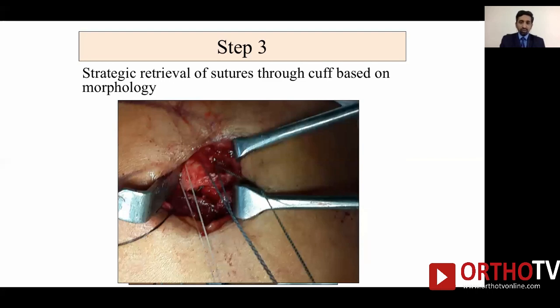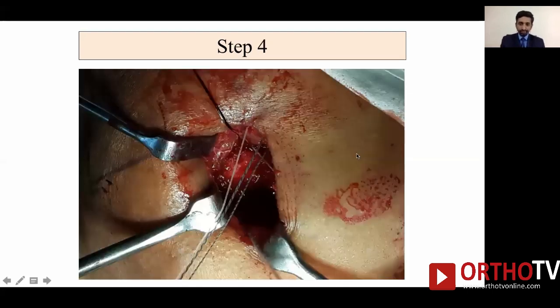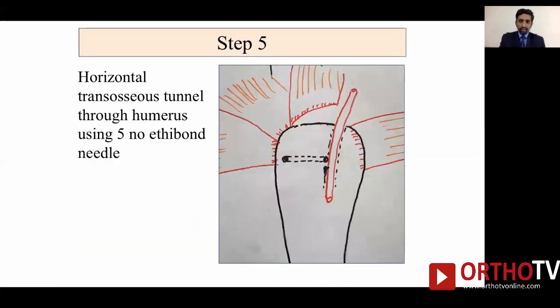I typically use three sutures of three different colors so that it becomes very easy to identify later. Then I cross the anterior suture to posterior. So in this way, the anterior suture has been crossed posteriorly and the posterior suture has been crossed anteriorly. So this is the way we cross the sutures so as to create a crisscross of the sutures on the footprint. And then at that point, we develop a horizontal transosseous tunnel.